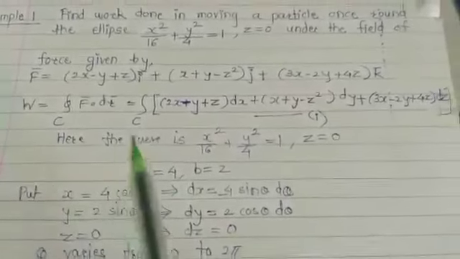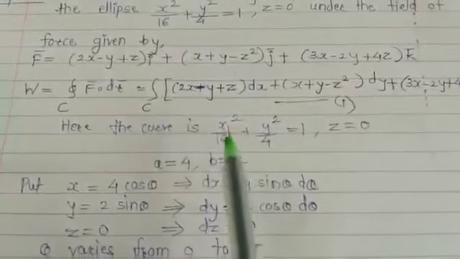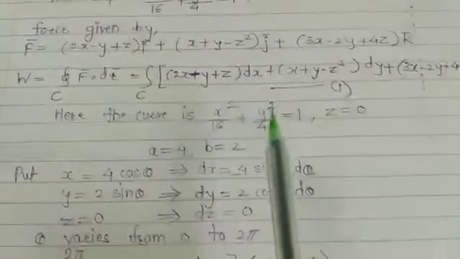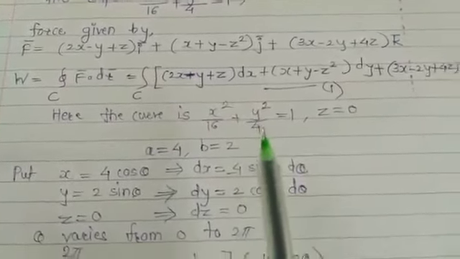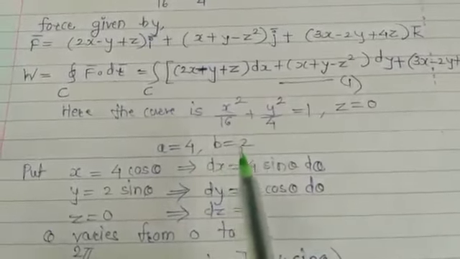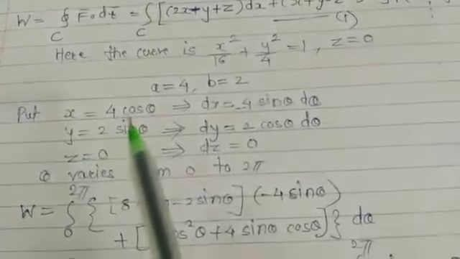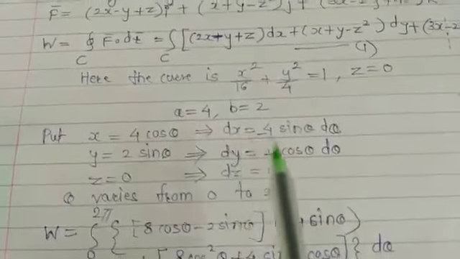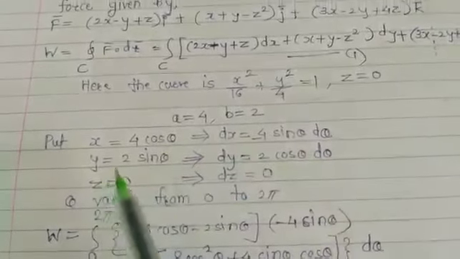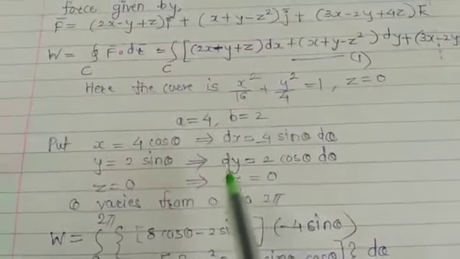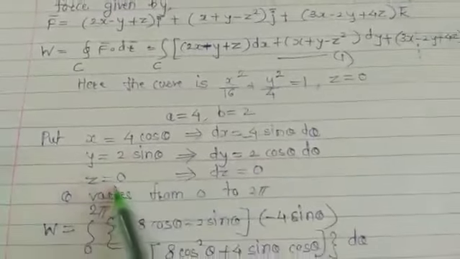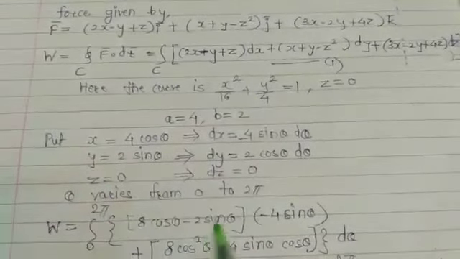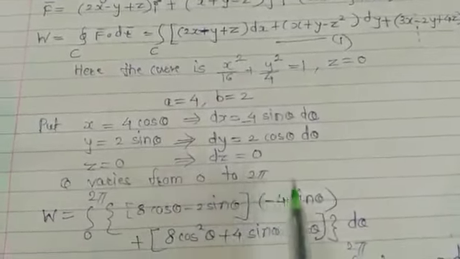Now, here the given curve is an ellipse. The equation is x square upon 16 plus y square upon 4 is 1 and z equal to 0. If you compare with the standard equation of ellipse, then a must be 4 and b must be 2 here. So, since it is an ellipse, we can substitute x is 4 cos theta, that is a cos theta. So, dx becomes minus 4 sin theta d theta, and since y is b sin theta, dy becomes 2 cos theta d theta, dz must be 0 since z is 0. Now since the curve is a complete ellipse, theta varies from 0 to 2 pi.